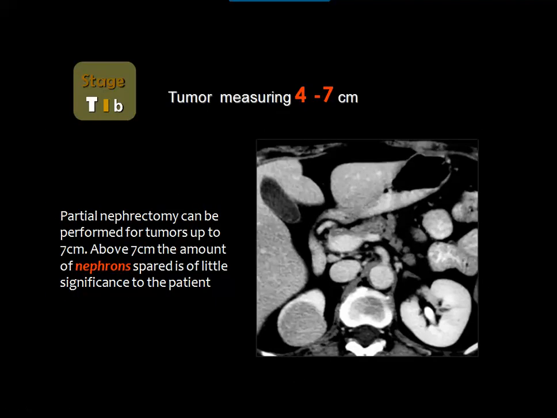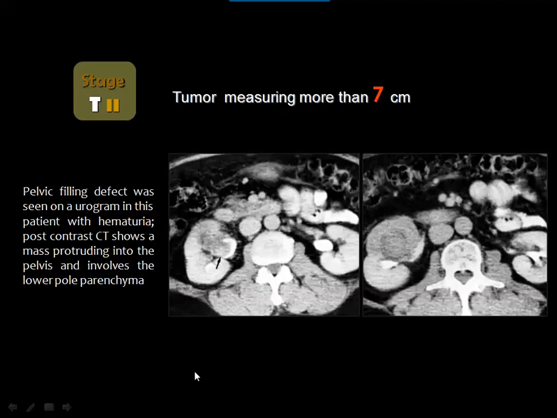And stage T1B is the tumor which is in the range from 4 to 7 centimeters in diameter, and here is an example, and you see a solid renal mass which is arising from the posterior aspect of the upper part of the kidney, and the mass is in the range of 5 to 6 centimeters in diameter.